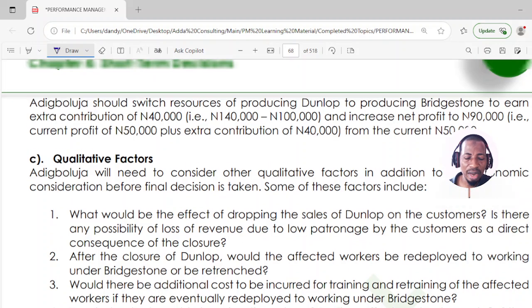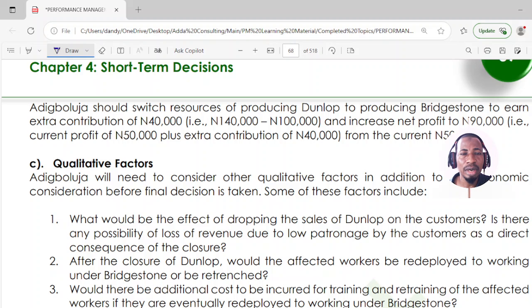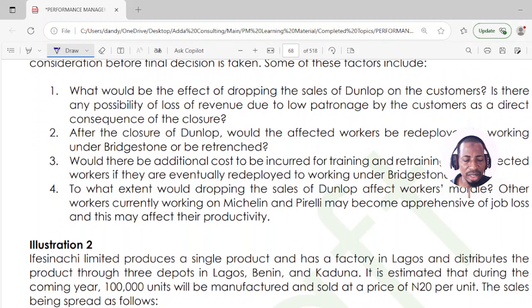It may well be that some of the customers prefer Dunlop tire. So if you discontinue producing Dunlop tire, then that may affect the patronage. It may result in low patronage for the company as a direct consequence of the closure. Then number two, after the closure of Dunlop, would the affected workers be redeployed to work under Bridgestone or be retrenched? Is the company going to sack the affected workers, or are they going to be redeployed to work under Bridgestone? So this decision will need to be made. This factor will need to be considered.